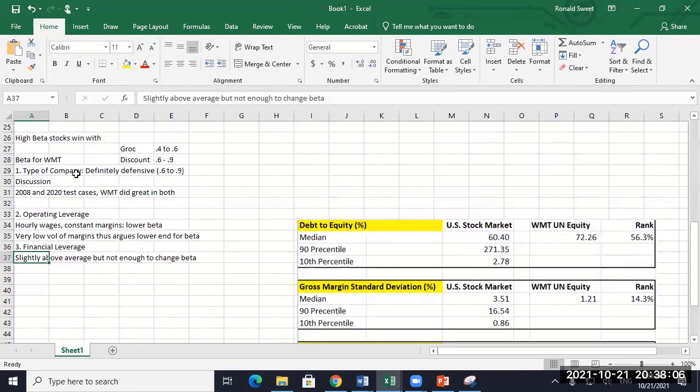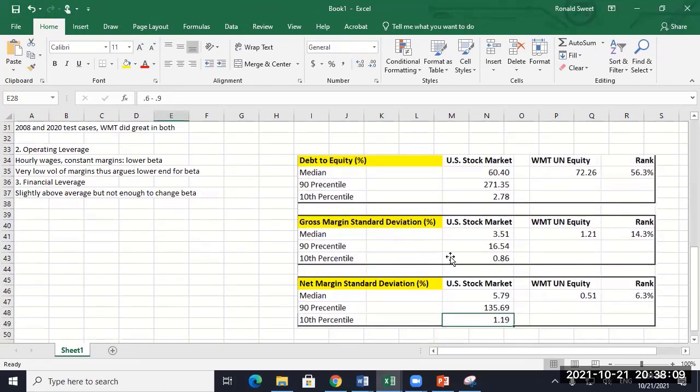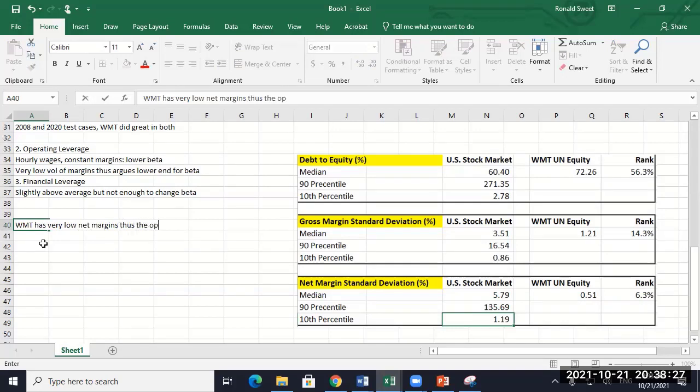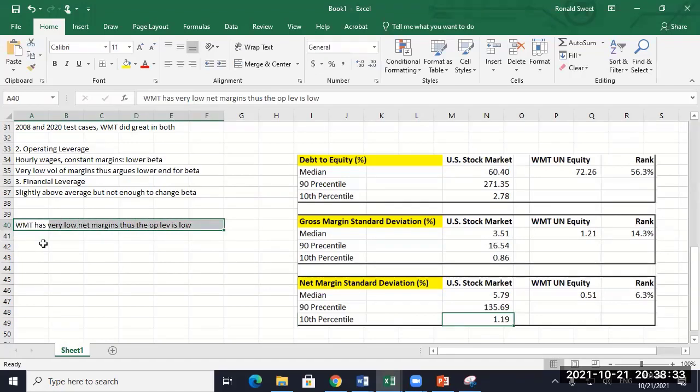We're saying, well, this industry, discount stores, is definitely a low beta company. But wow, Walmart, even in that industry, their margins are on the low end as far as the volatility. Now, do be careful. I will count out for this. Walmart has very low net margins, thus their op leverage is low. What's wrong with that statement? Yeah, you got to say it has very low volatility of net margins, all right? So you're talking about the volatility, the standard deviation of the margins. It's not the margins themselves. So be really, really careful with that.